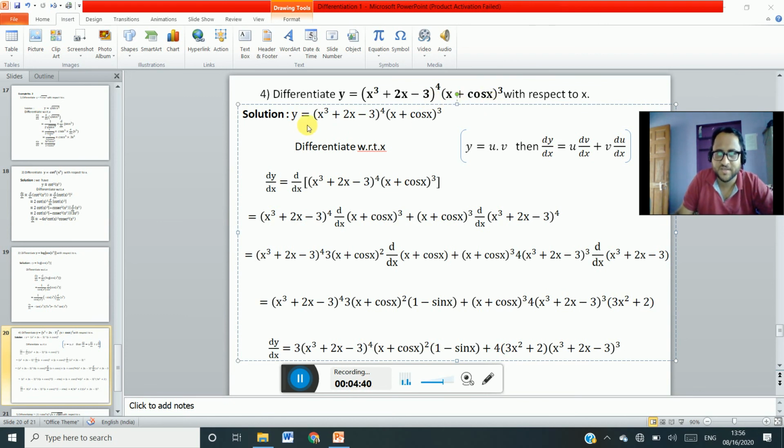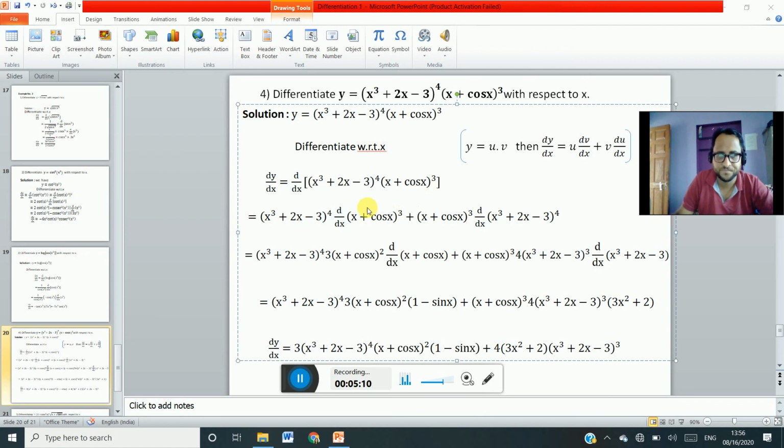So again, if we see this function we are given, first of all we see that the product of the two brackets is given. We know that if the function is given in terms of the product of two functions, we have to use the product rule. As we know, if y is equal to u into v, then its derivative is first function into derivative of second plus second function into derivative of first. So we have to use the product rule here.